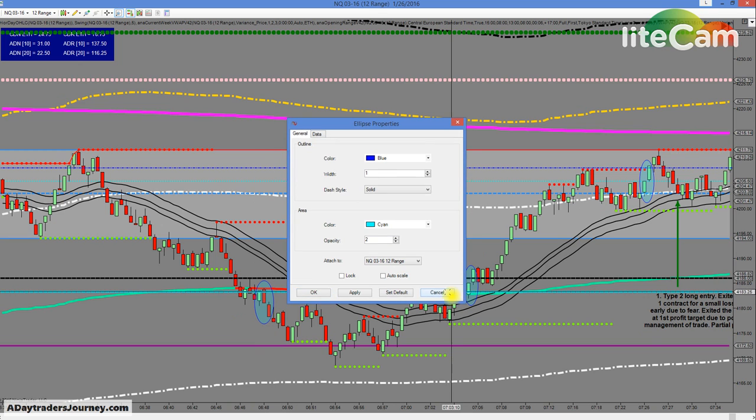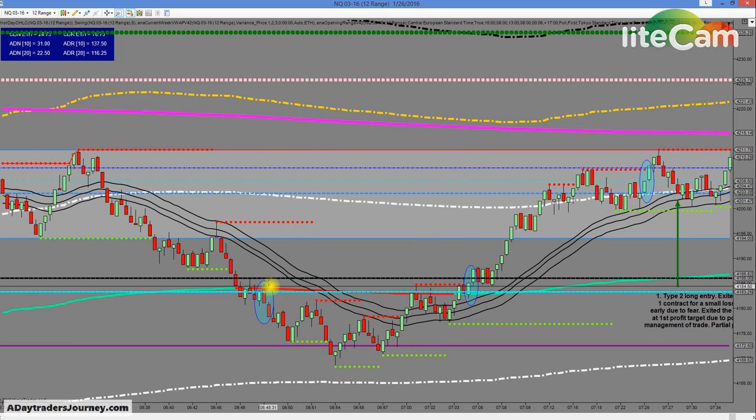And clear that. Sorry about that. Either wait for a pullback and get in here, or as price pulled back up here, get in short here and ride that for at least the first profit target. And you would probably use up here above the previous day's close for a stop loss area.